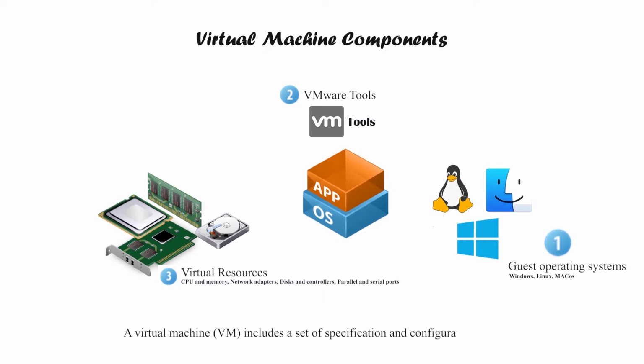A virtual machine, VM, includes a set of specification and configuration files and is supported by the physical resources of a host. Every VM has virtual devices that provide the same functionality as physical hardware but are more portable, more secure, and easier to manage. VMs typically include an operating system, applications, VMware tools, and both virtual resources and hardware that you manage in much the same way as you manage a physical computer.